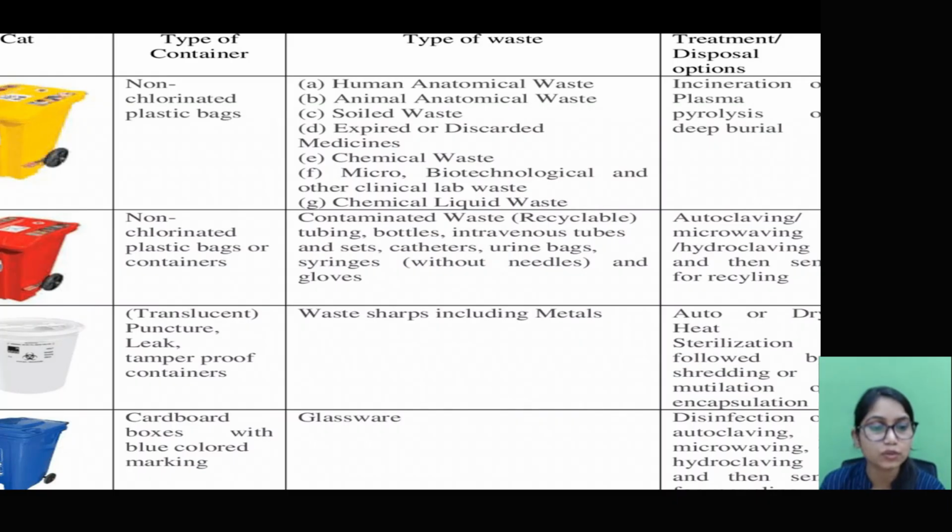And for the glasswares, we use cardboard boxes with blue color marking, right? So their marking will be blue color. And here disinfection by autoclaving, microwaving, hydroclaving will be given, and then we will send them for the recycling process. So these are the types of treatment we provide to the waste before disposing, or before sending them to recycling. Okay, so all these kinds of treatment we give to our waste, right?